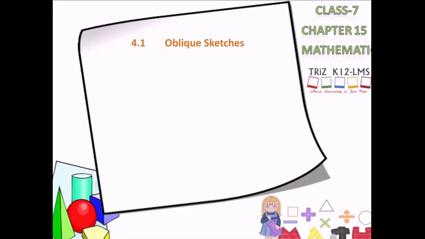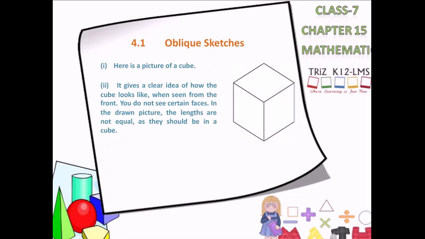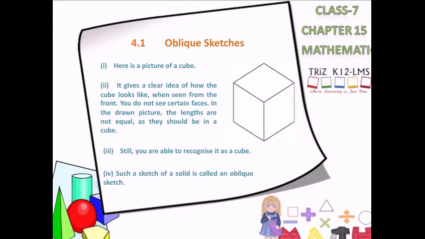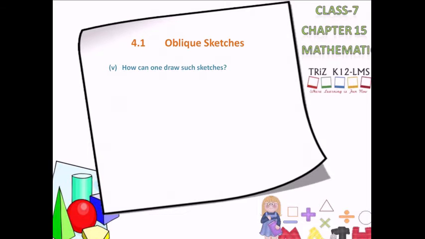Oblique sketches. Here is a picture of a cube. It gives a clear idea of how the cube looks like when seen from the front. You do not see certain faces. In the drawn picture, the lengths are not equal, as they should be in a cube. Still, you are able to recognize it as a cube. Such a sketch of a solid is called an oblique sketch. How can one draw such sketches? Let us attempt to learn the technique.